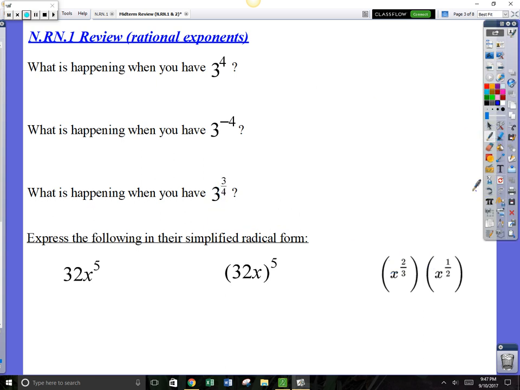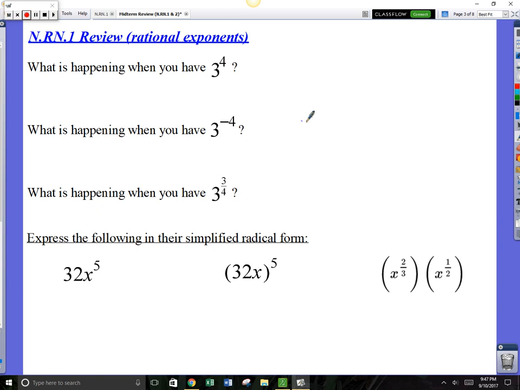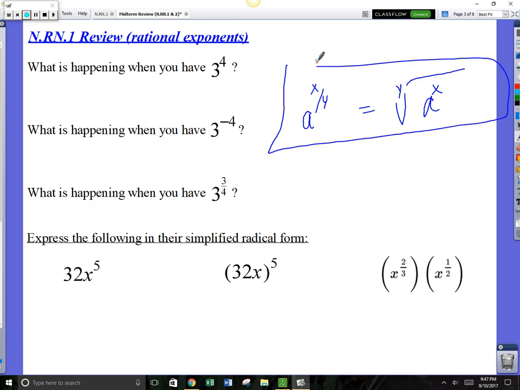So the big idea is this. If you have a, and you're going to raise that to the x over y, so you're introducing a rational exponent, what you're introducing is a radical. And the a goes here, the x would go here, and the y goes there. So this is a big idea. You got to know how to morph from a rational exponent to a radical. And you can go back and forth.